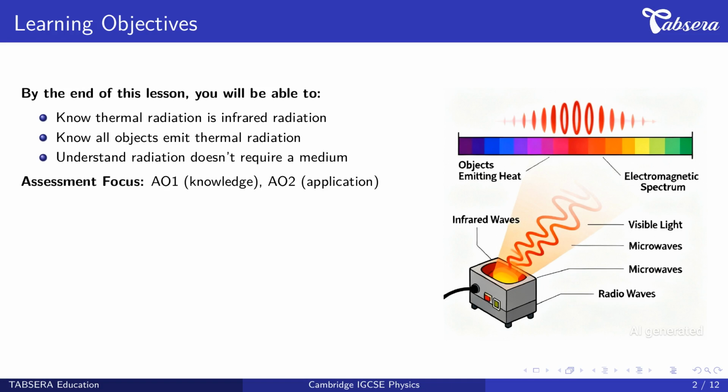By the end of this lesson, you will be able to, first, know thermal radiation is infrared radiation. This means understanding that thermal radiation is part of the electromagnetic spectrum, with wavelengths longer than visible light. Second, know all objects emit thermal radiation. Every object above absolute zero temperature emits this radiation continuously.